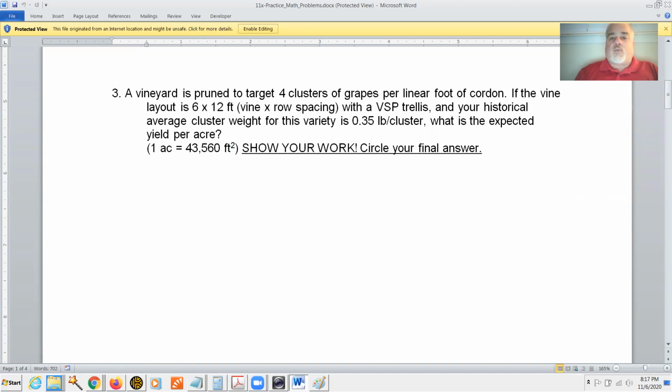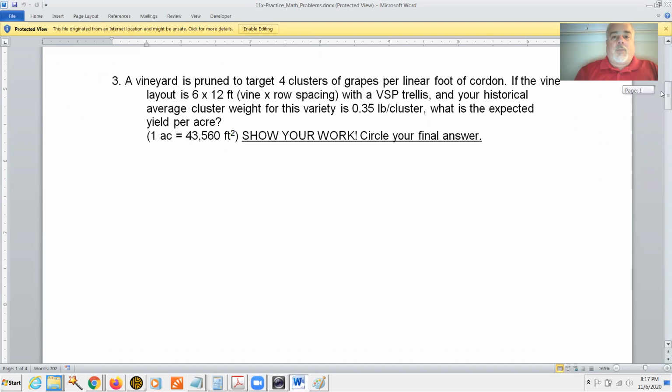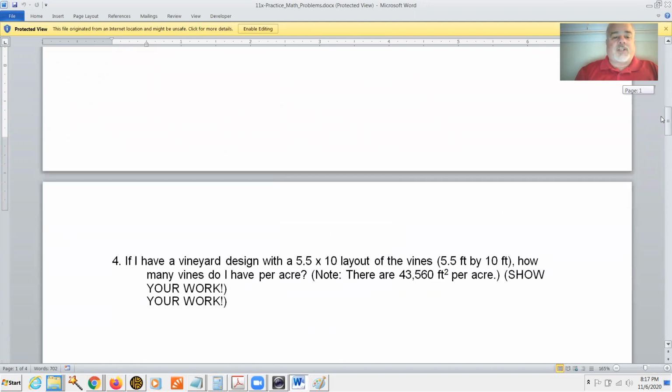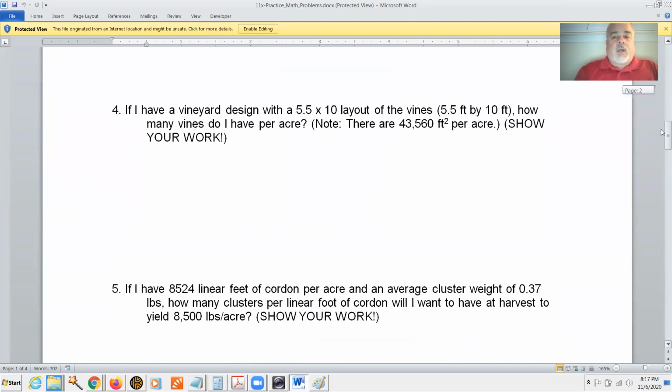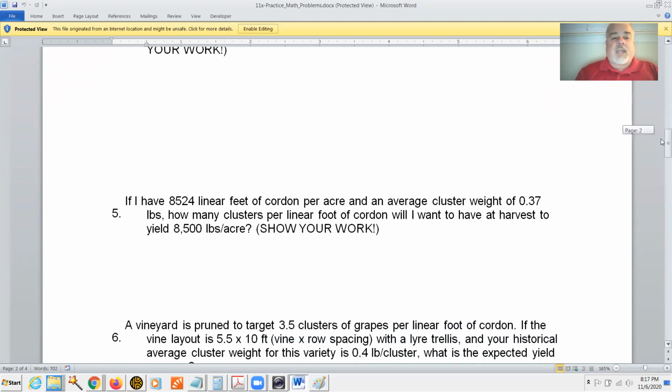So this is a relatively challenging problem, but it takes practice. And so there is a practice problem. If a vineyard design has a 5.5 by 10, how many vines do I have per acre? We already did one like that.